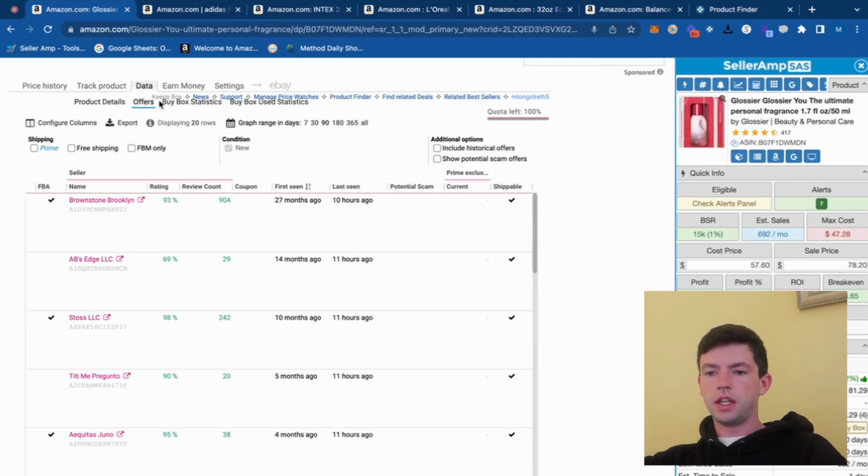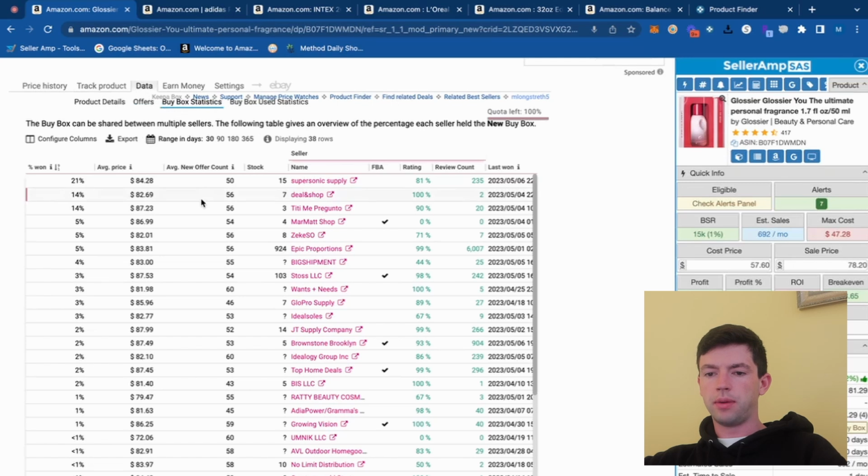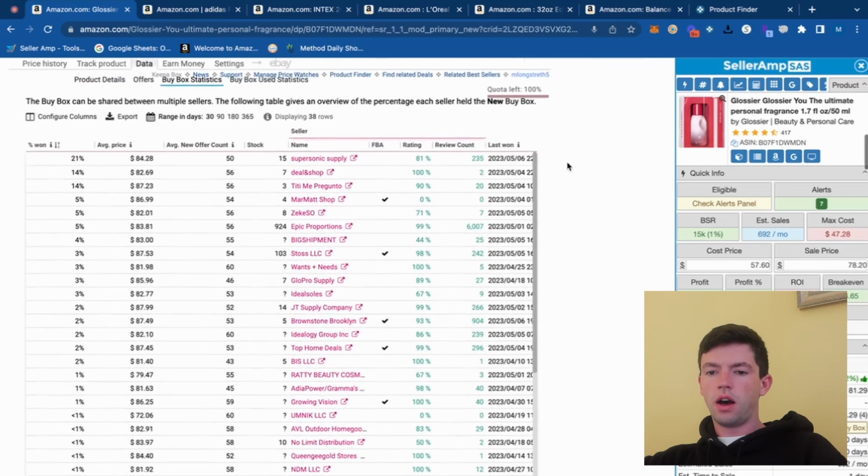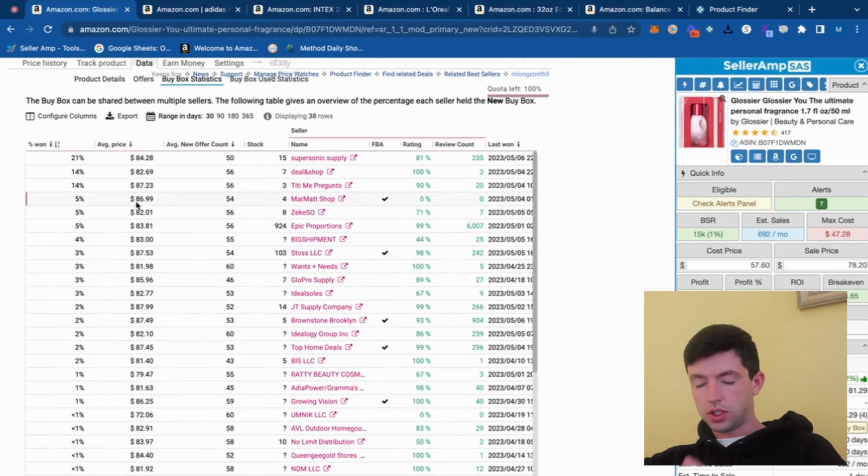Lastly, in terms of the data tab right here is actually the BuyBox statistics right here, which gives us a nice view of to what price point a lot of the sales are going, right?